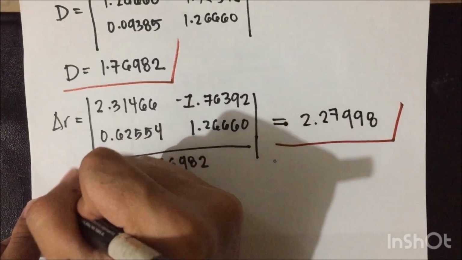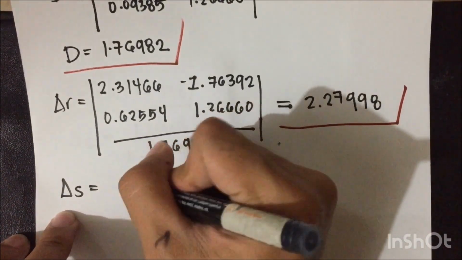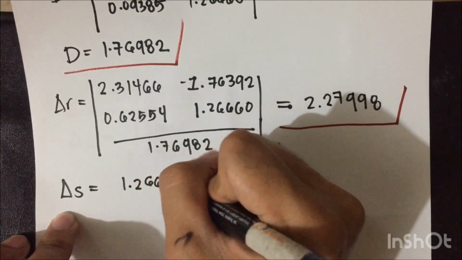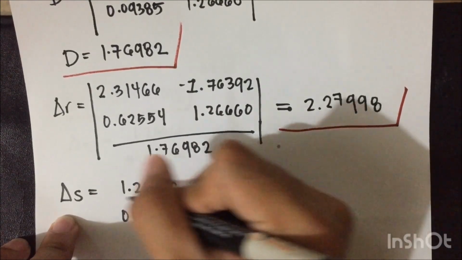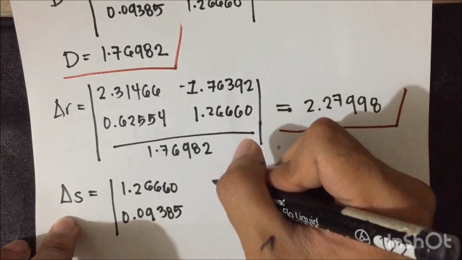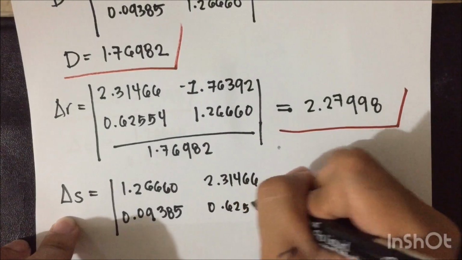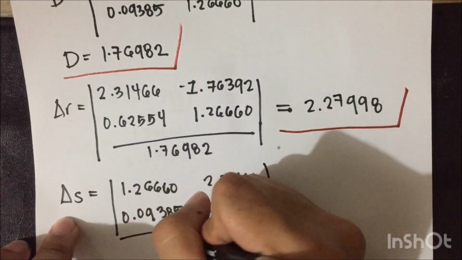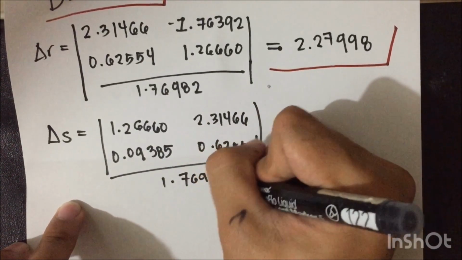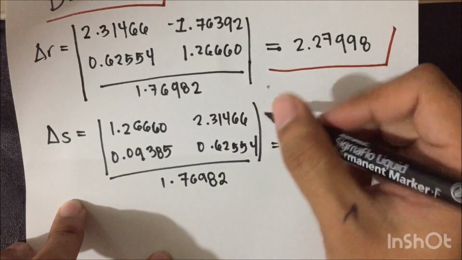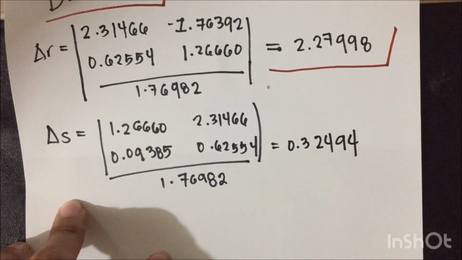At para sa delta S, ganun din. So, listahan natin yung value na 1.26660 at 0.09385. Then, yung constant, substitute natin dito, 0.31466 at 0.62554 over at the determinant 1.76982, which is equal to 0.32494.